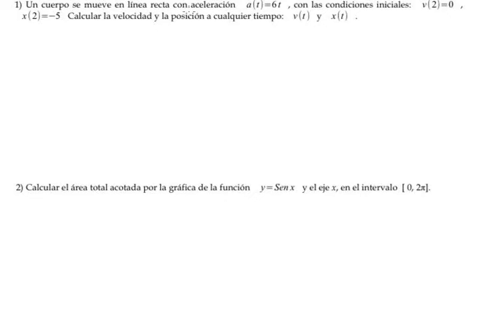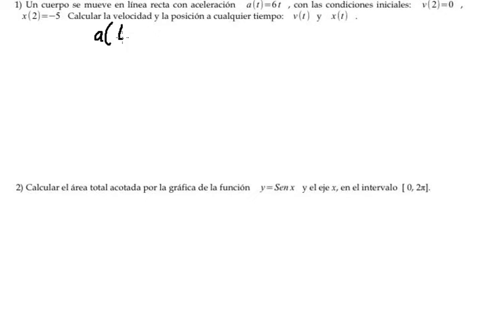We have the acceleration a(t) equal to 6t. We have the initial conditions: v(2) equal to 0, s(2) equal to negative 5. We need to find v(t) and s(t). This one is about velocity, and this one is about the position. So now I will show you how to answer.